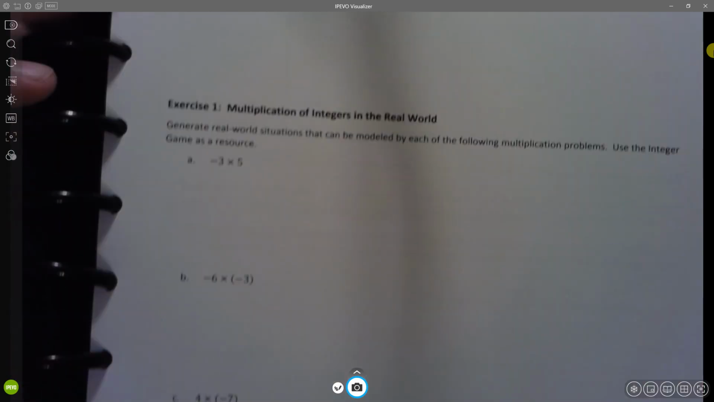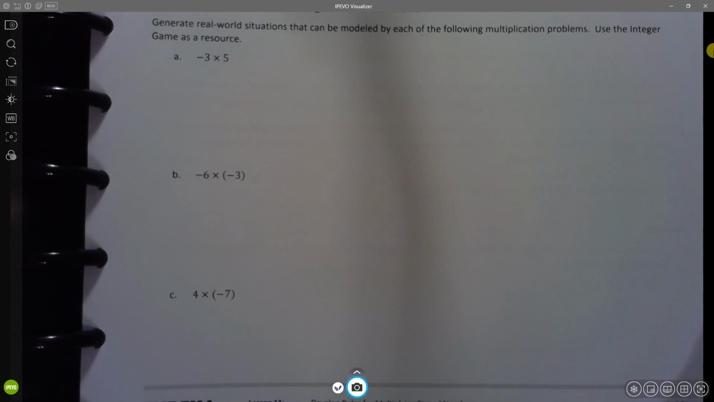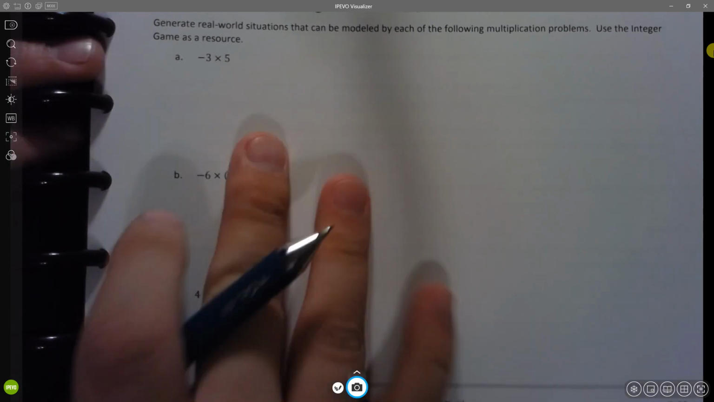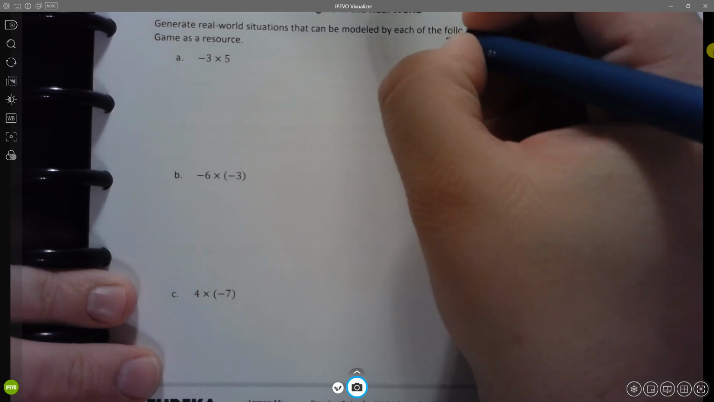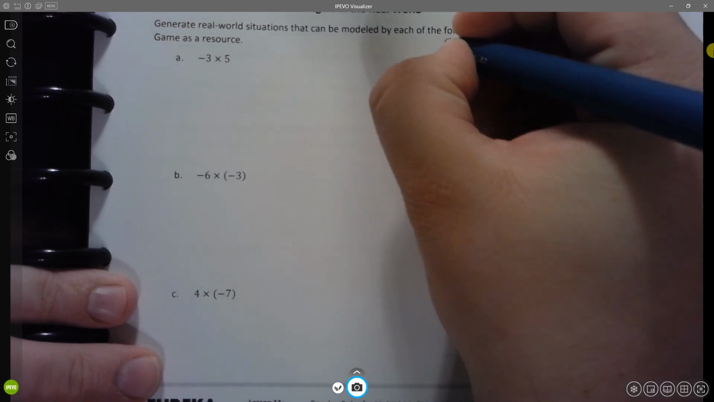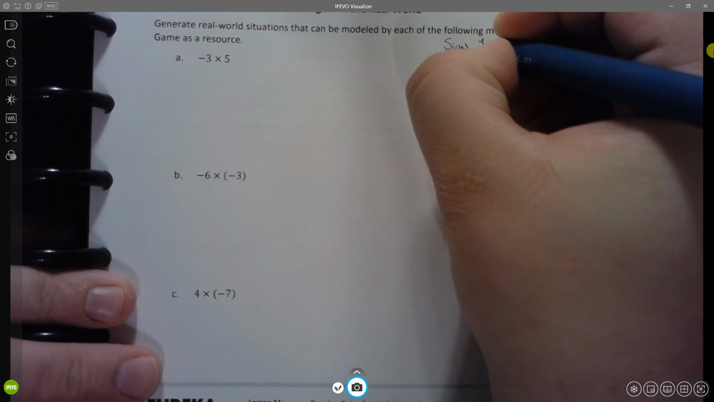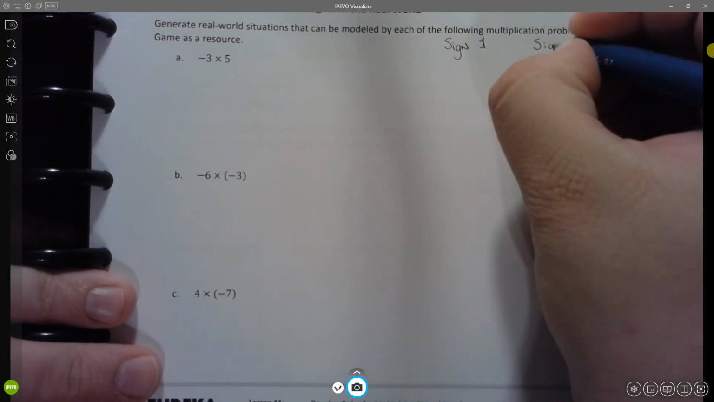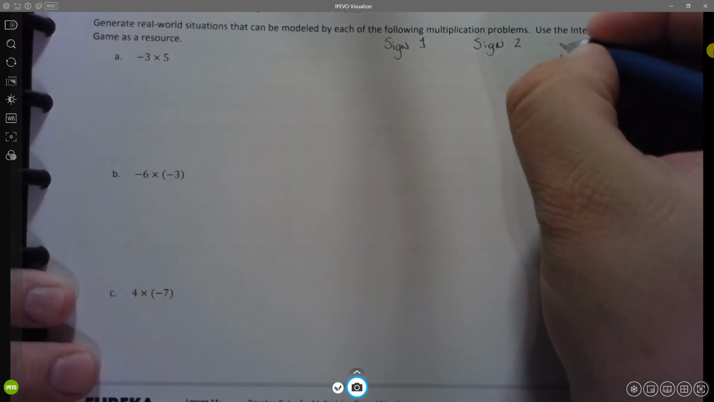Now, multiplication of integers in the real world. I'm going to show you the simplest and the best way to understand this. So this is going to be sign 1, sign 2, and then we're going to say answer.